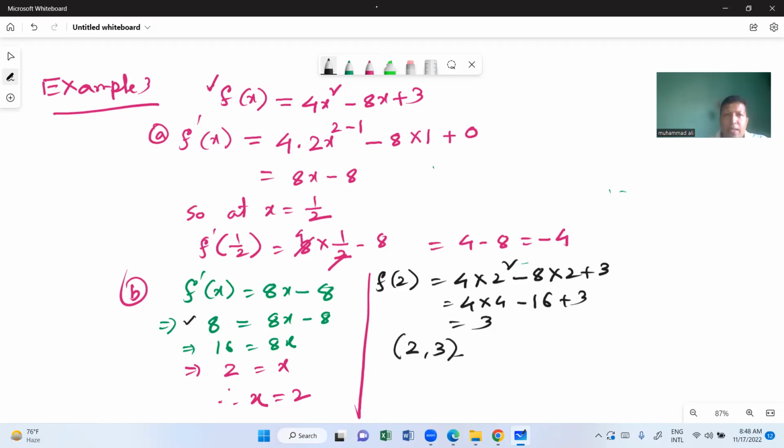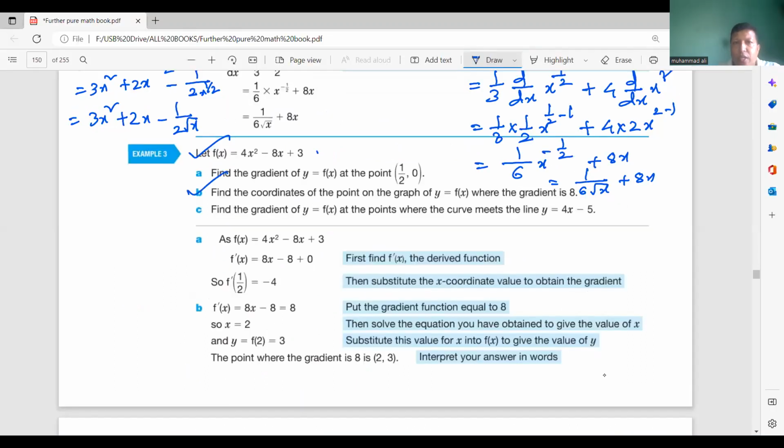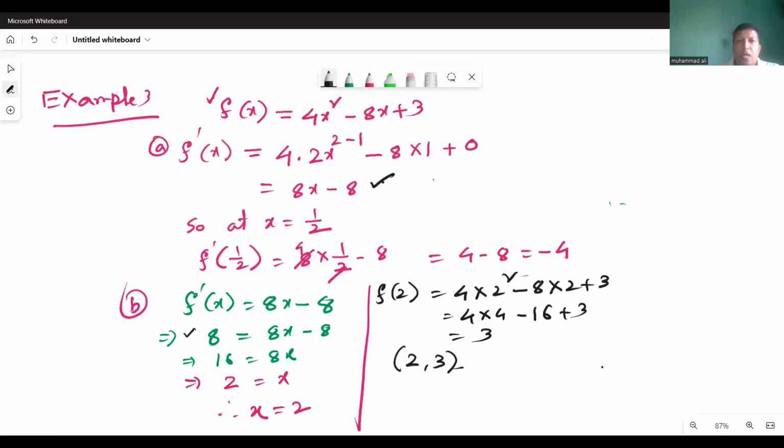Understand? They asked us to find the coordinates of the points on the graph of y equals f(x) where the gradient is 8. So what we did at first, previously we found the gradient is 8x minus 8. We write 8x minus 8 as 8 because they said the gradient is 8. From here we get the value of x. So where x equals 2, we should find the value of y. We put it in this function. So where the gradient is 8, the coordinate is (2, 3).